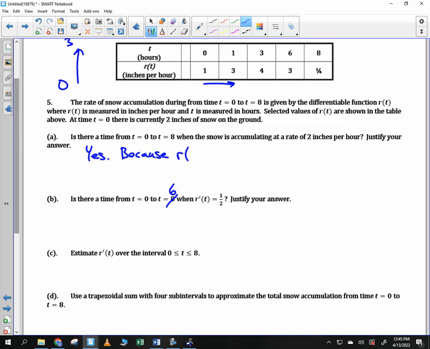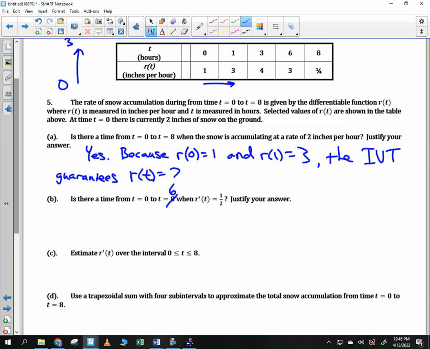Because R of 0 is equal to 1 and R of 1 is equal to 3, the IVT, the intermediate value theorem, guarantees there is a time where R of t is equal to 2. You'd have to write IVT. Yes, you must invoke the IVT. And you don't have to say the intermediate value theorem. You can just say IVT and we know what you're talking about.